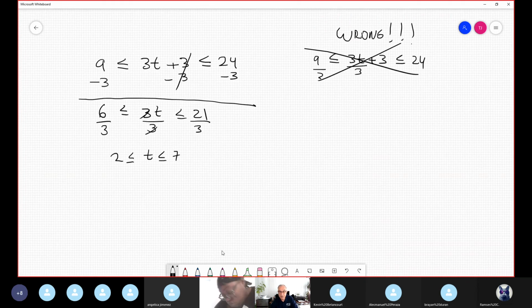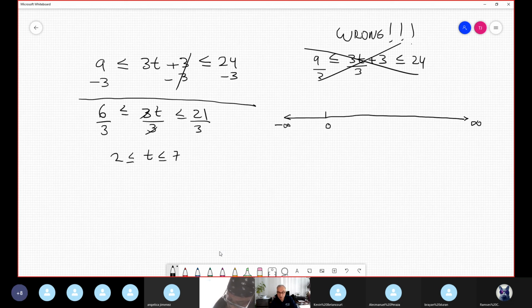Now let's represent a graphic notation and interval notation. Infinity positive, infinity negative. It's about 0 here, now 7 in the middle. 1, 2, 3, 4, 5, 6, and 7. It's obvious that our solution lies in this interval.